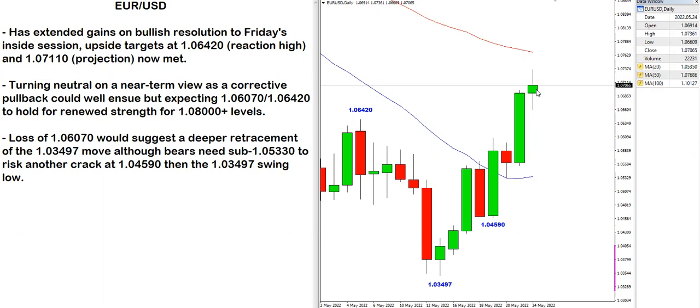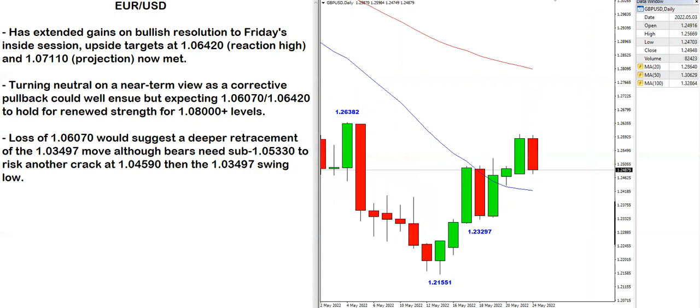Loss of 106.07 would call for a deeper retracement of this 103.497 move, although I can't really get bearish until we get below 104.59. That would threaten the 103.497 swing low.